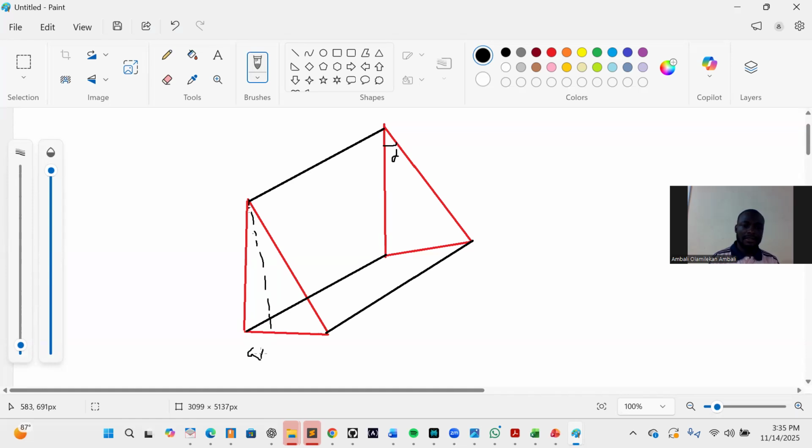Then opposite that axis is the base. So this is the base of the prism. Then this is the axis line bisecting the angle into two. So that's the diagram of the prism to draw.